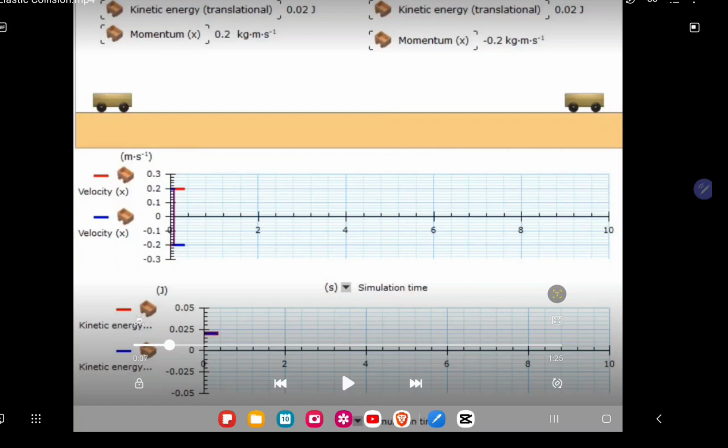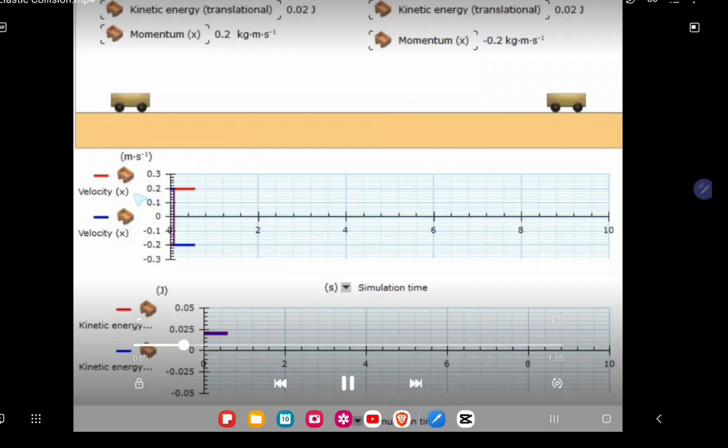Now let's have this model here. Two cars, as we can see here. The kinetic energy for this car is equal to 0.02 joule, and the kinetic energy of the other is the same as the first one, 0.02 joule. So the same kinetic energy for both cars. Momentum for this car is equal to 0.2 kilogram meter per second, and for the other it's minus 0.2 because it's a vector quantity.